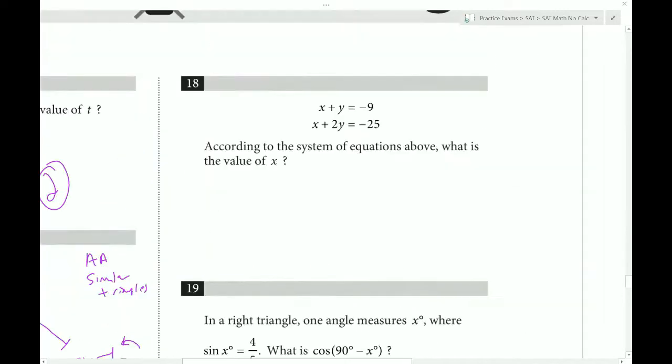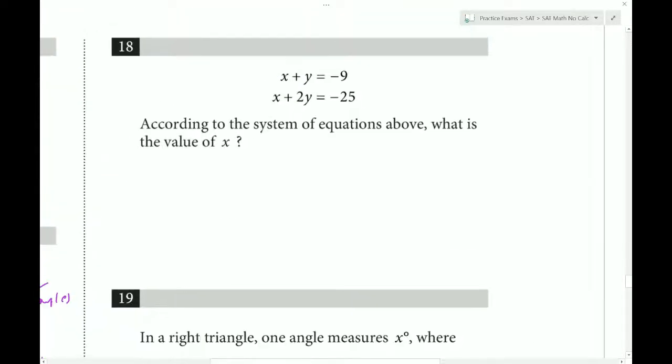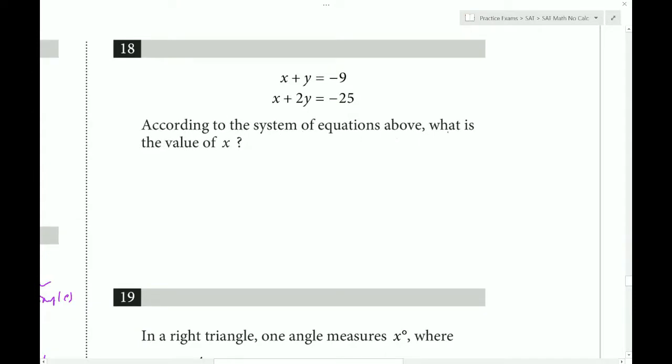Next question. So here we have a system. According to the system of equations above, what is the value of x? What I would do here, you have an option. The option that I would elect to take is to negate the entire top line. I would get negative x minus y equals 9. Then I would combine the two lines. The x's would cancel. 2y minus y is equal to y. And then negative 25 plus 9, these are opposite signs, so they would subtract. We'd get negative 16 as the result.